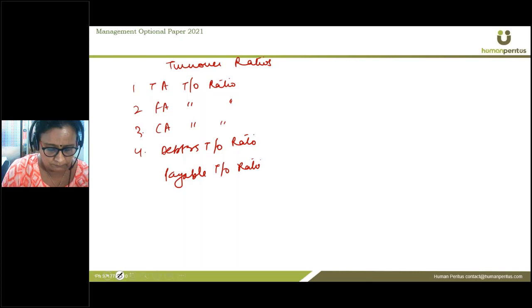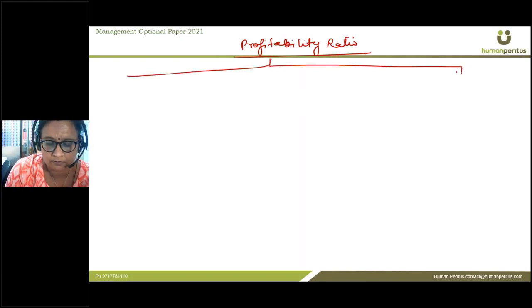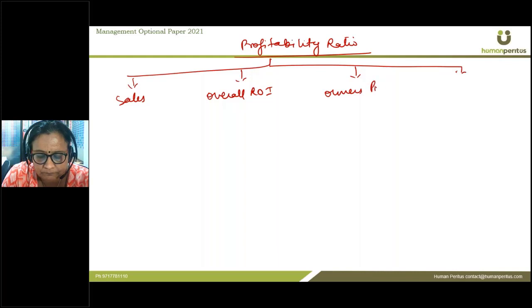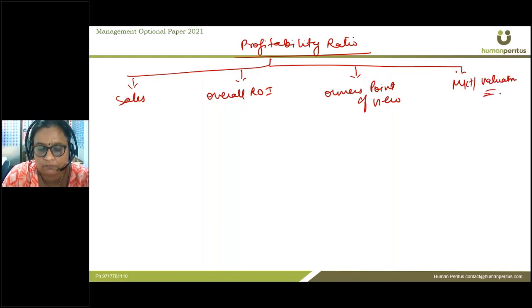Okay. And the most significant ratio, profitability ratios, how much the company is earning. So they can again be divided based on their relatedness with sales or overall return on investment, and also from the owner's point of view, and from market or valuation purposes, right?